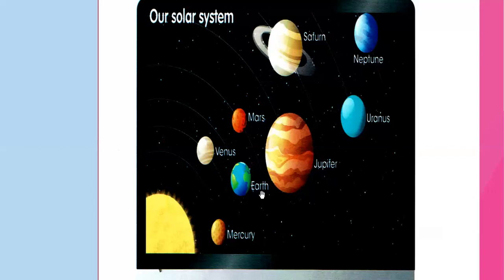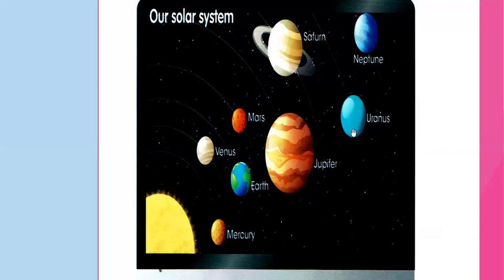The third planet is Earth. الأرض. الكوكب الثالث وهو الأرض. Earth. الأرض. The fourth planet is Mars. الكوكب الرابع هو Mars. هو كوكب المريخ. This is the fourth planet. The fifth planet is Jupiter. الكوكب الخامس هو المشتري. Jupiter. The sixth planet is Saturn. Saturn هو كوكب زحل.